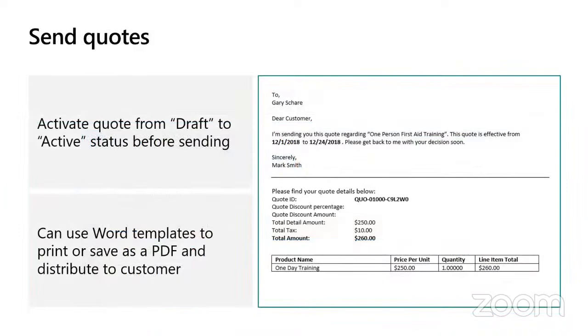And now when it comes to sending quotes, so quotes initially, when you create them, start from a draft state and then they move on to an active state, and this you do before you send it. And you can send it in different ways or in different formats. You can use Word templates, you can use PDFs to send them out to your clients. And once you send them out, they are now in an active state.